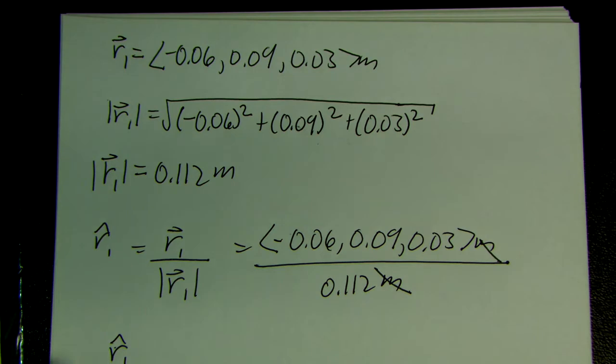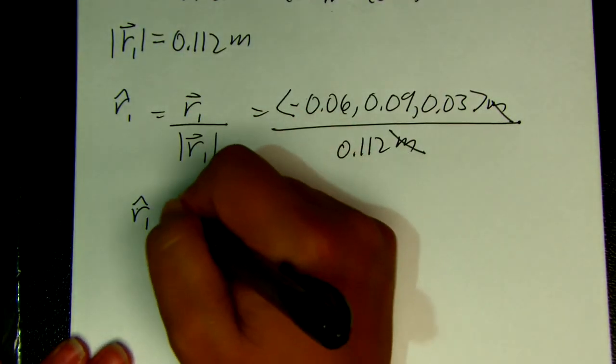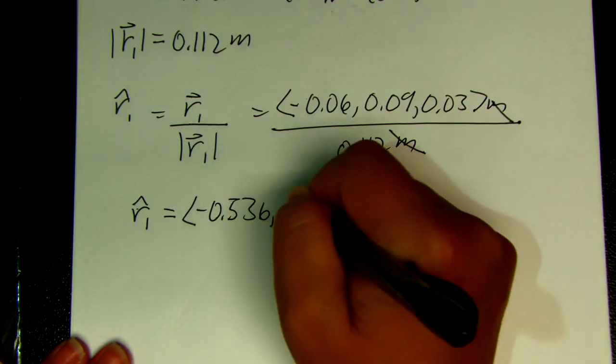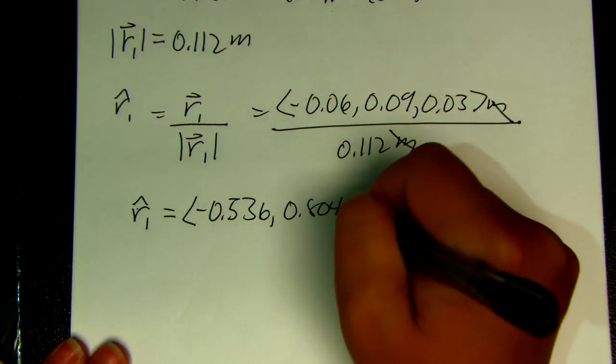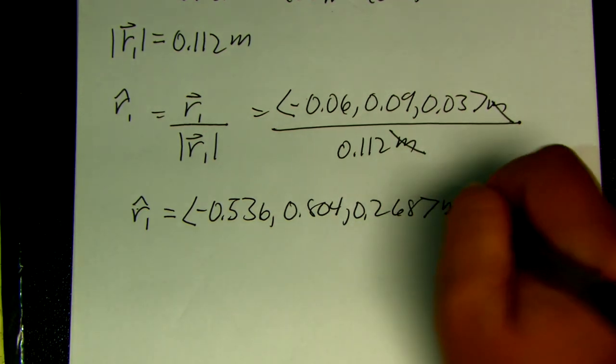R1 hat is equal to minus 0.536, 0.804, and 0.268. No meters.